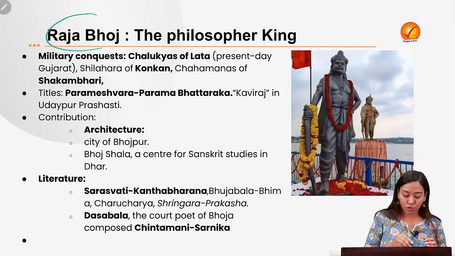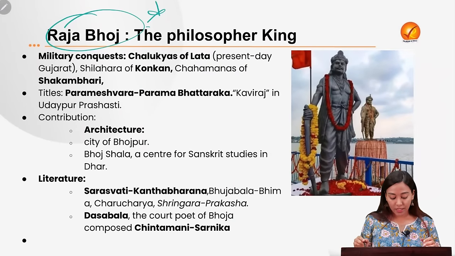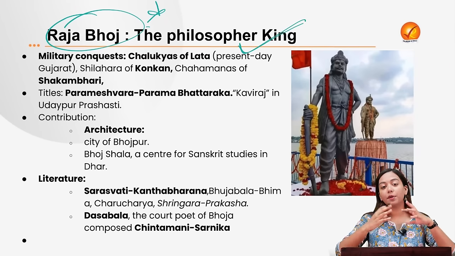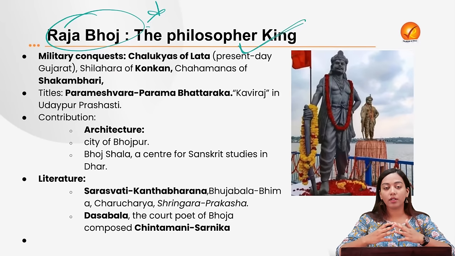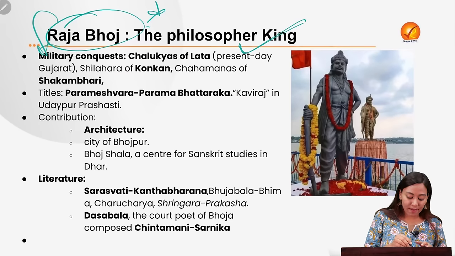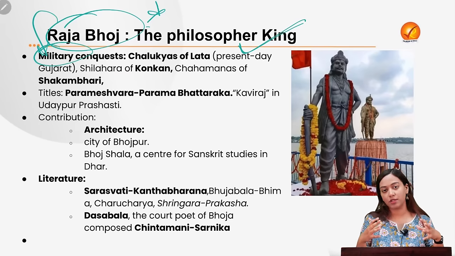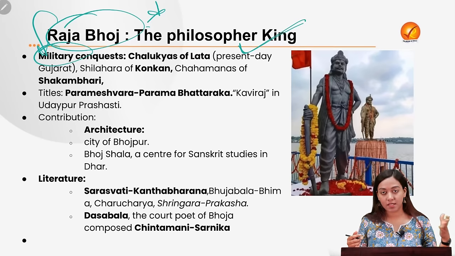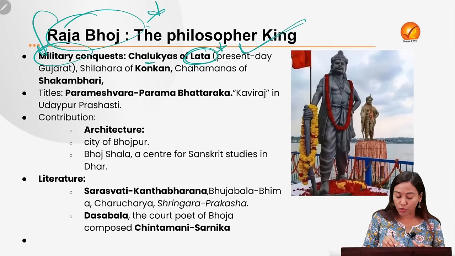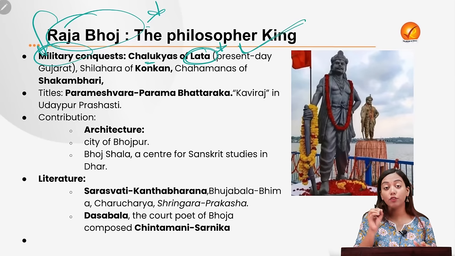Now, talking about Raja Bhoj, which is important from the prelims point of view. He is known as a philosopher king because he was a very brave king, had a lot of military conquests. And during his time, the entire Parmar dynasty saw its zenith, the most glorious era in its dynastic history. So, what were the contributions of Raja Bhoj? First of all, he expanded his region to a great extent, specifically in the western side of India, by doing multiple military conquests. So, he defeated the Chalukyas of Lata. Please remember, what is Lata? Lata is the region of Gujarat.